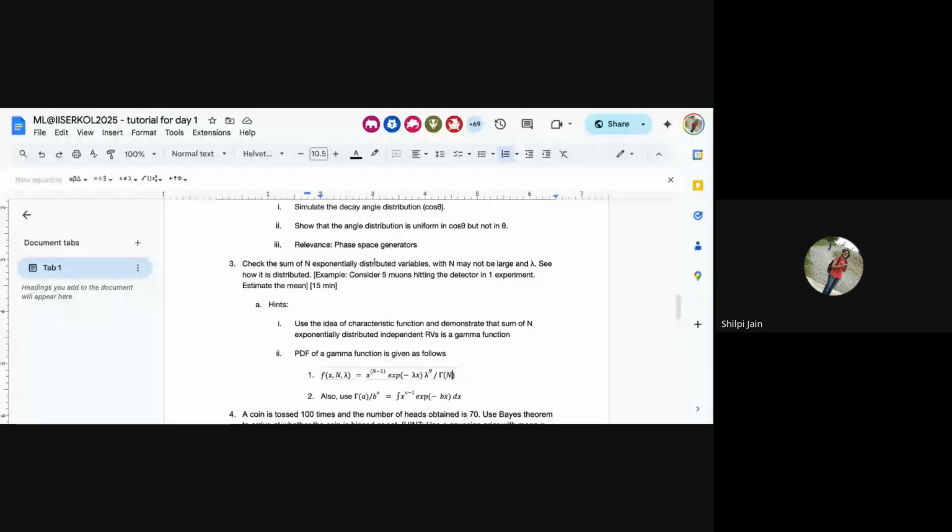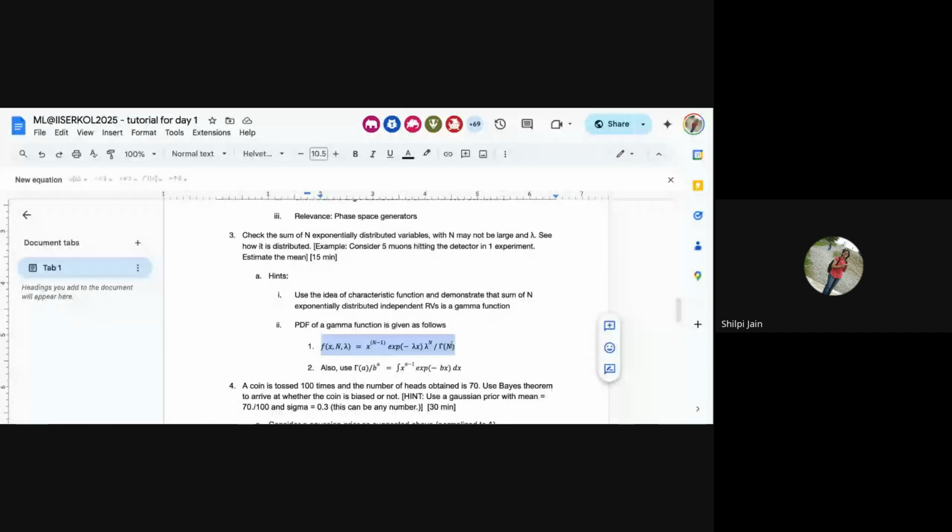Then you know the PDF of the gamma function, evaluate its characteristic function, and you will see that the characteristic function of a gamma function is exactly the same as the characteristic function of the sum of two exponentially distributed random variables. I can repeat again if it's not clear. Shall I?